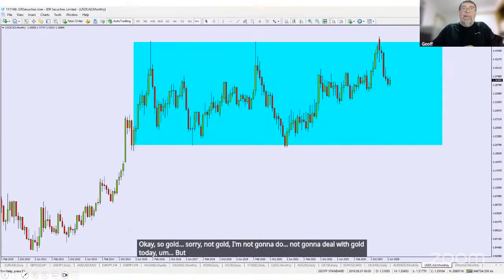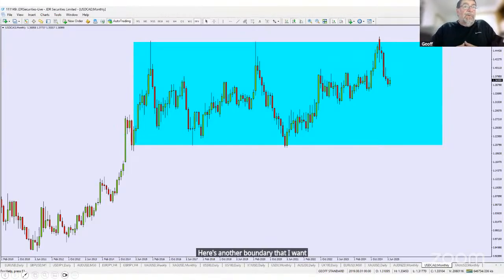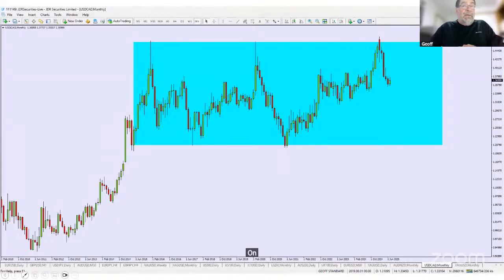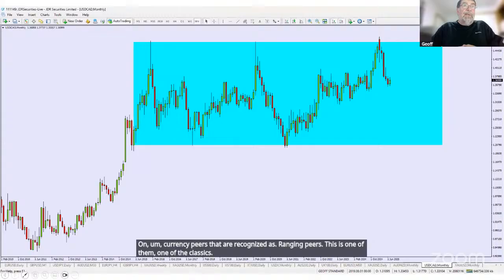But silver, I think, is well and truly on the mark. Here's another boundary that I want you to recognize and concentrate on, because these happen on every single time frame, every single day of the week, especially on currency pairs that are recognized as ranging pairs. This is one of them, one of the classics, US dollar versus the Canadian dollar.